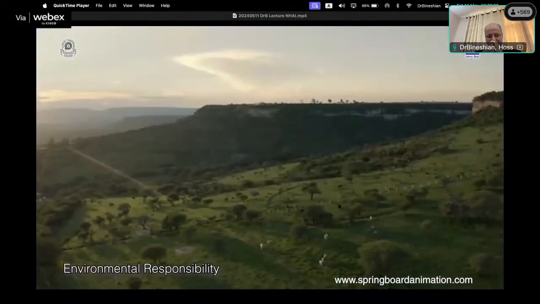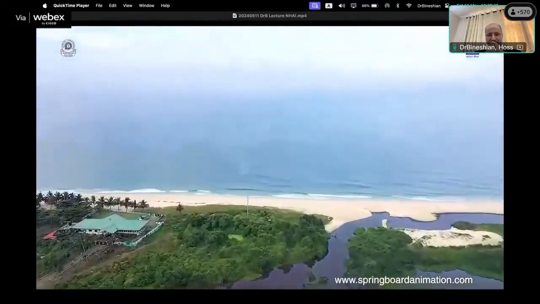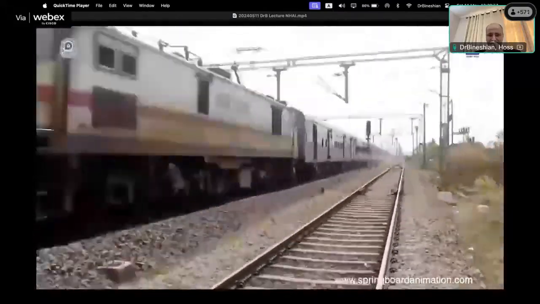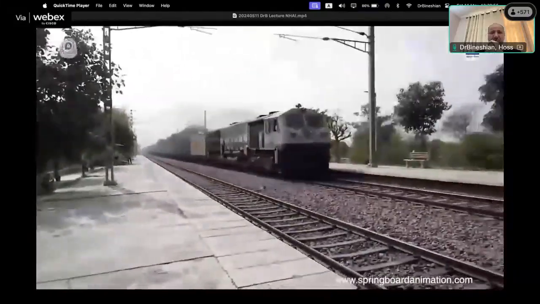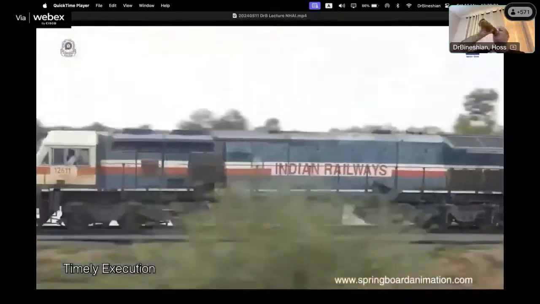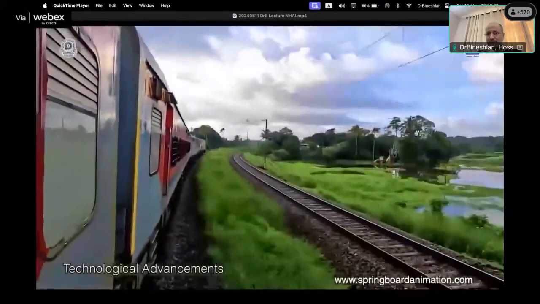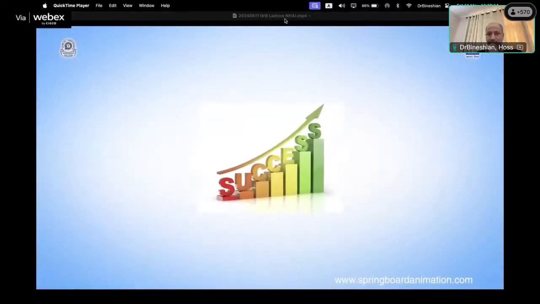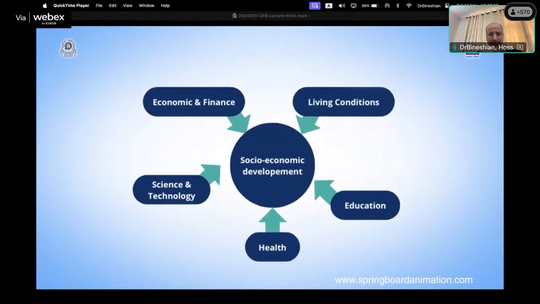Environmental responsibility. KRCL prioritizes eco-friendly practices and safeguards the Western Ghats. Safety first, ensures passenger and freight safety with rigorous standards. Economic impact. Attracts investments, boosts trade, and generates jobs in the Konkan region. Timely execution. The project was completed on time, showcasing efficient management. Technological advancements. Implements modern technology for better railway operations. KRCL is a symbol of success, sustainable development, and socio-economic progress in the Indian railway sector.